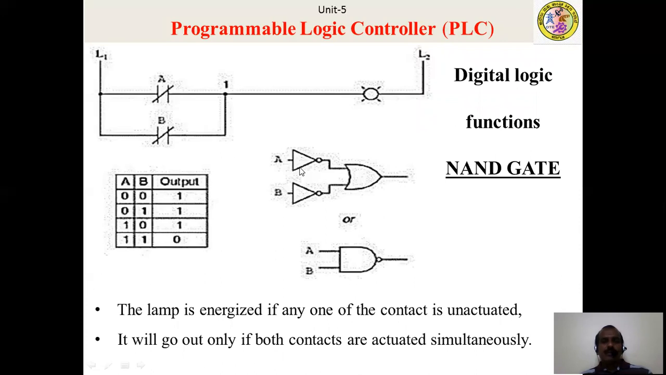Digital logic function for NAND gate. The lamp is energized if any one of the contacts is unactuated. Here we have two normally closed switches placed in parallel. So if any one of the contacts is not actuated, then the lamp glows. The lamp will go out if both the contacts are actuated simultaneously.